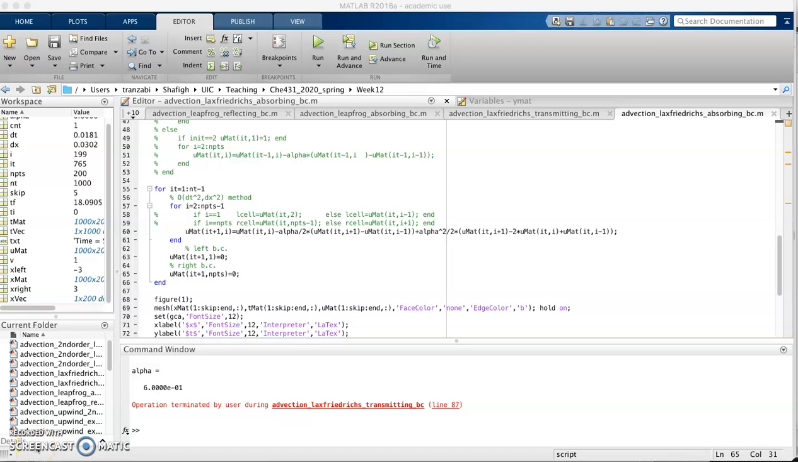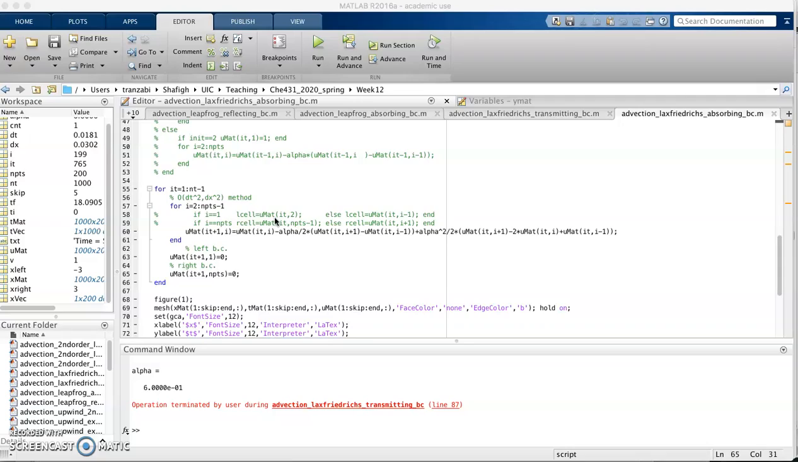All right, in this video, we hope to finish the chapter on boundary conditions using Lax-Friedrichs. Last time I talked about how to impose transmitting boundary conditions using Lax-Friedrichs. This time I'm going to show you how to do that using absorbing boundary conditions.